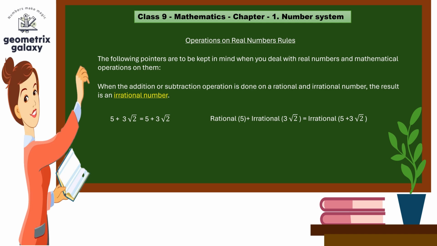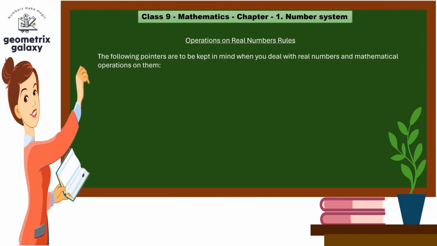Again, I take the same rational and irrational numbers and do the operation subtraction. So 5 minus 3 root 2 is an irrational number. So in the two cases, we get the answer as irrational numbers. So students, you need to keep in mind, when we add or subtract a rational number with an irrational number, our answer is an irrational number.